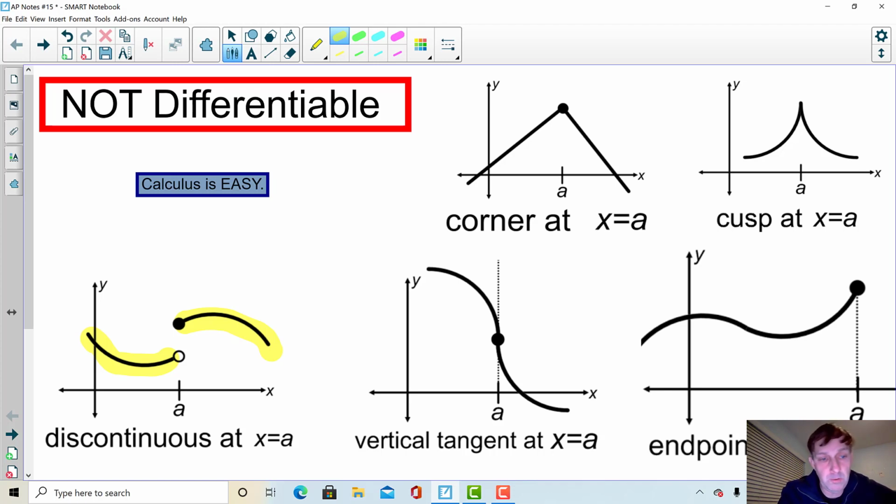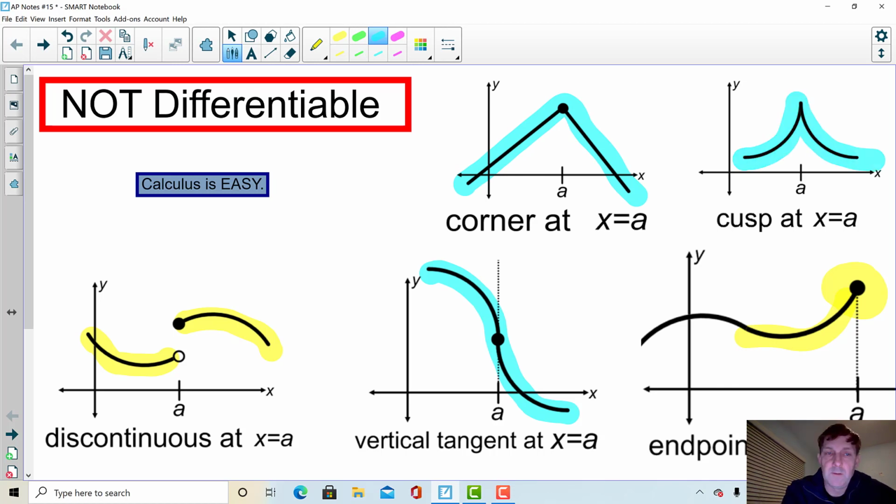If you had a hole in your function, it would also be not differentiable. An endpoint is also a spot where your function is not going to be differentiable. That's called an essential discontinuity. Now these three in blue, you'll see that the function is continuous at that spot, but not differentiable at that spot. So let's see what's happening.